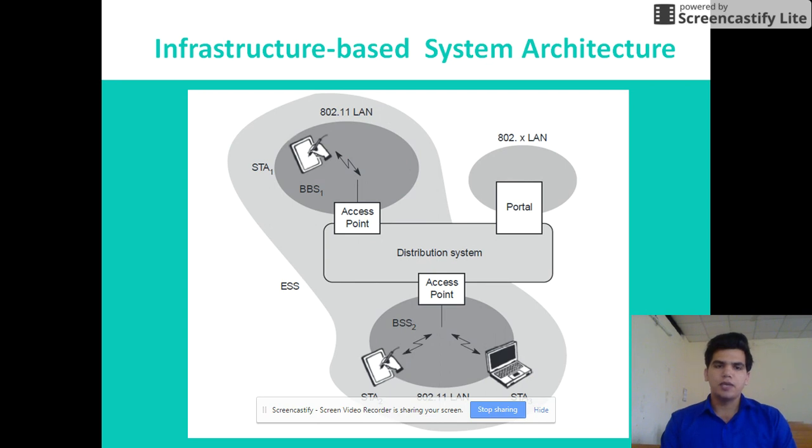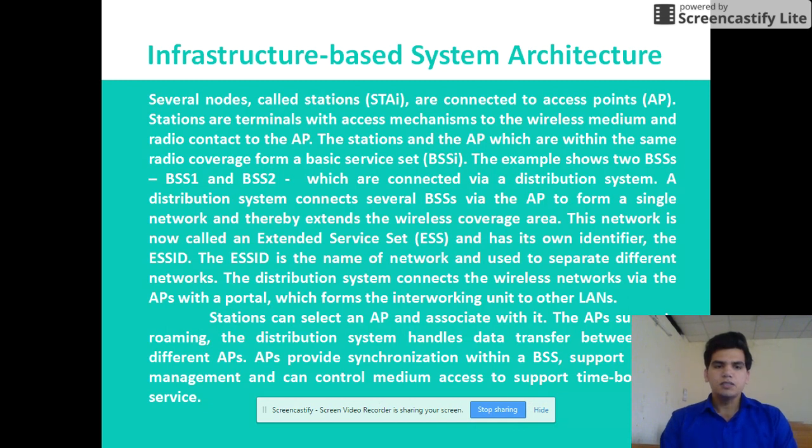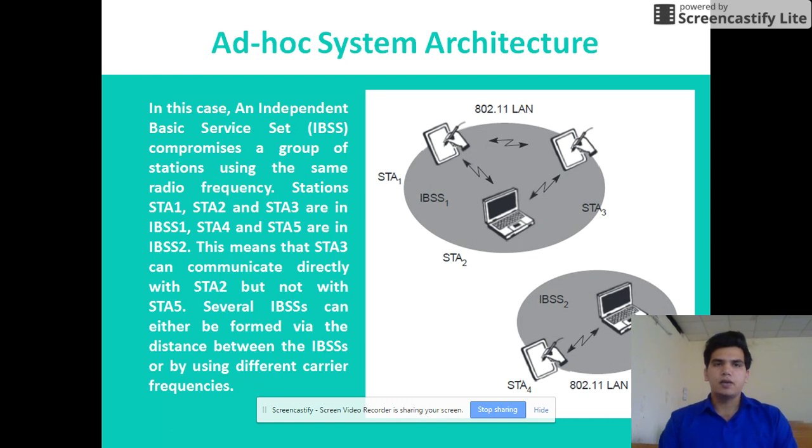We have access points, BSSs, ESSs, and portals connected with other devices, and access points are connected with BSSs and the distribution system. So what it does: stations can select an access point and associate with it, and the access point supports roaming. The distribution system handles the data transfer between the different access points. Access points provide synchronization within a basic service set, support power management, and can control medium access to support time-bounded services.